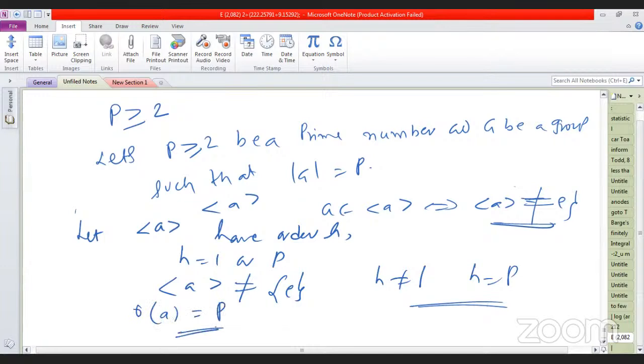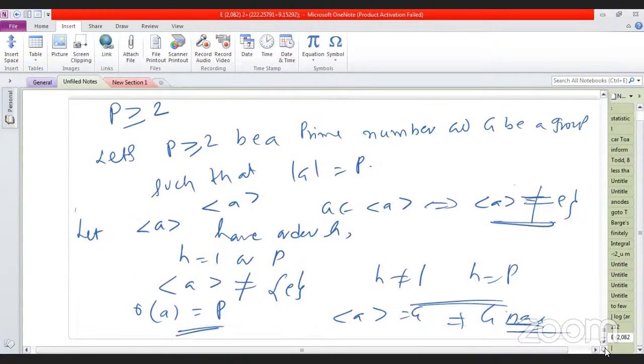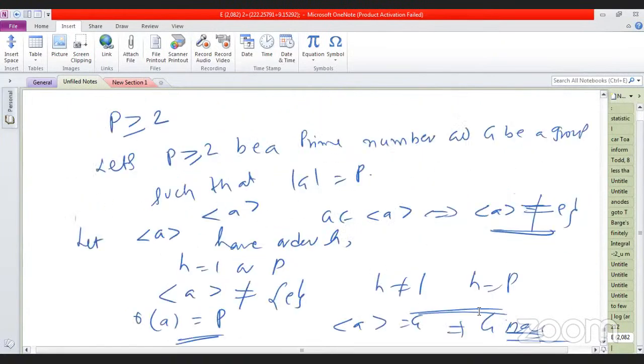Yes, sir. Now the order of A is equal to P. So therefore A is equal to G. So therefore G is a cyclic group. Clear? Any doubts?